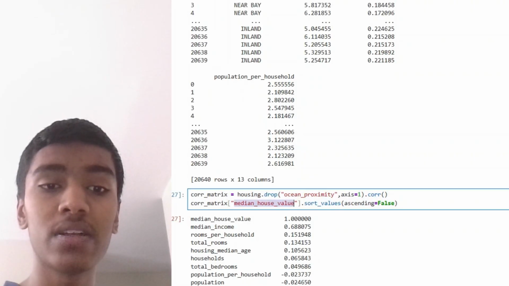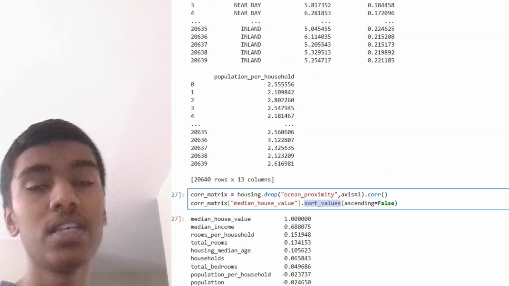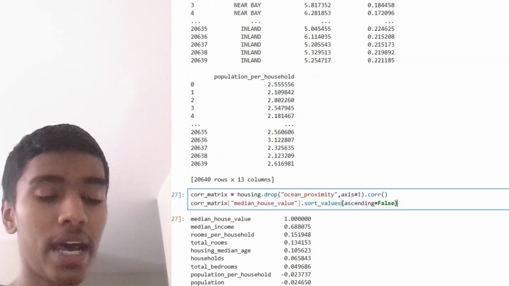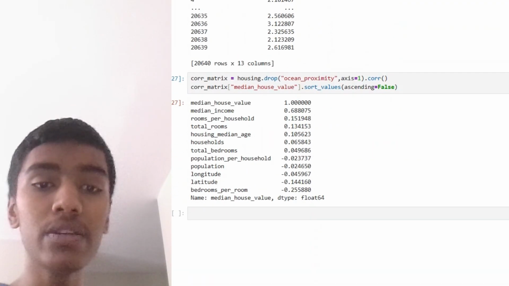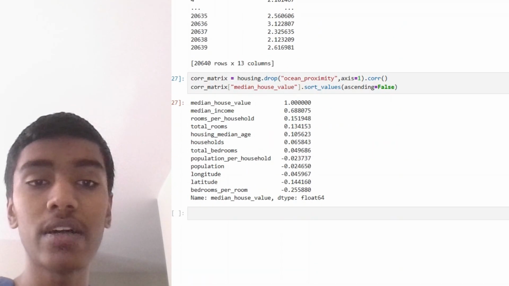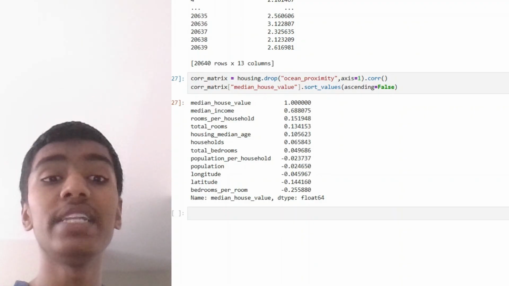But we're focused particularly on the median house value. And so we said sort values ascending equals false. It's going to be in descending order from highest to lowest. Okay, let's take a look at this here. We're able to get these values. Now, taking a look at this, we have median house value equal to 1. What are we comparing each of these values to? Well, we're comparing it to the median house value.